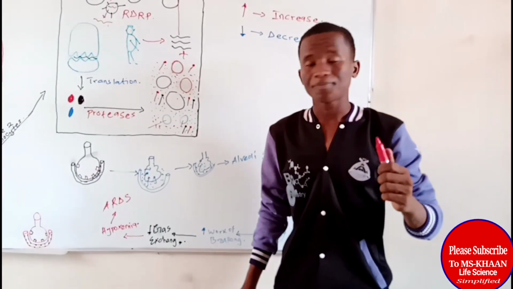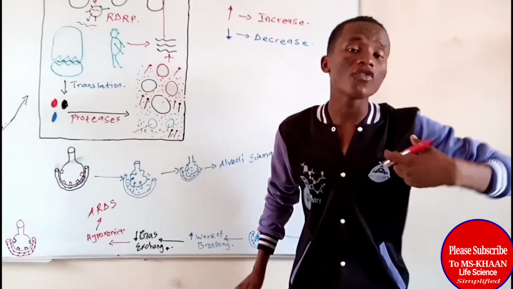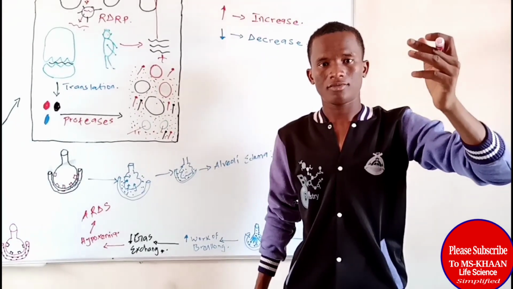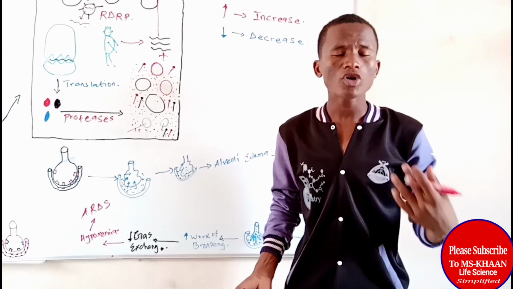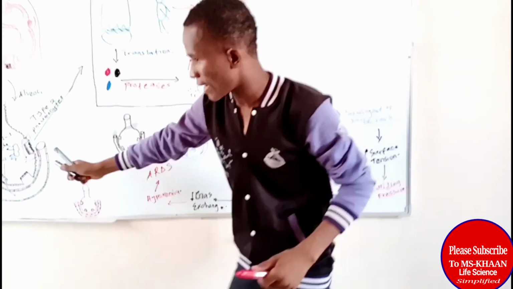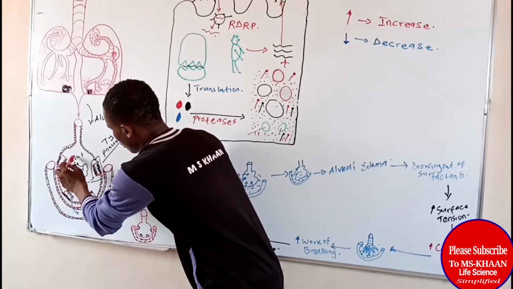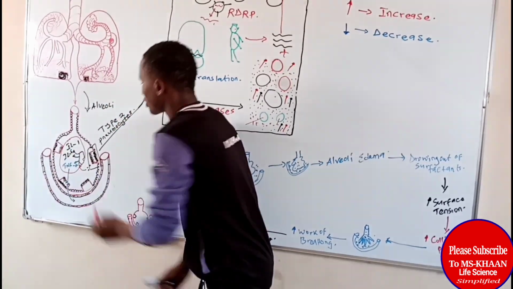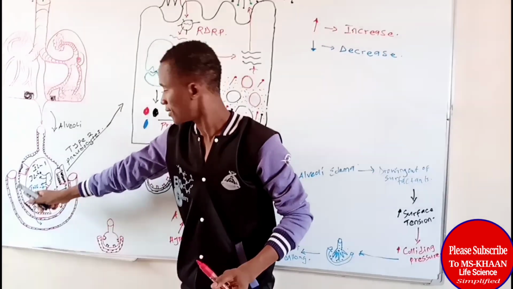So another thing is that the body does not give up on the virus. It tries to kill the virus. And what does it do? These cytokines, interleukin 1, interleukin 6, and tumor necrosis factor alpha, are released.